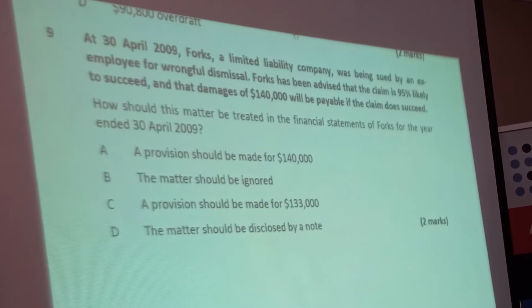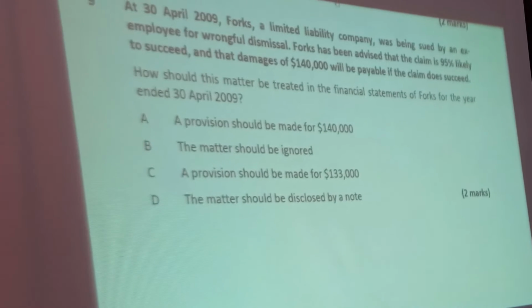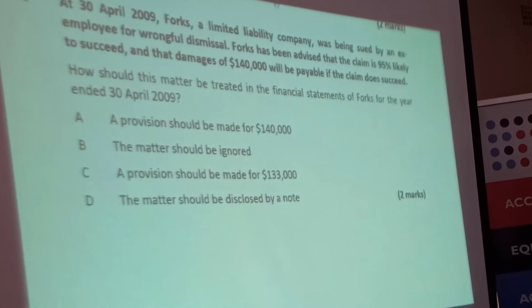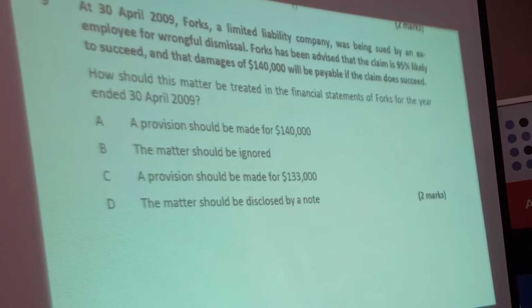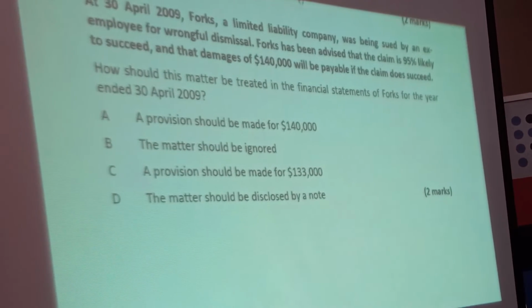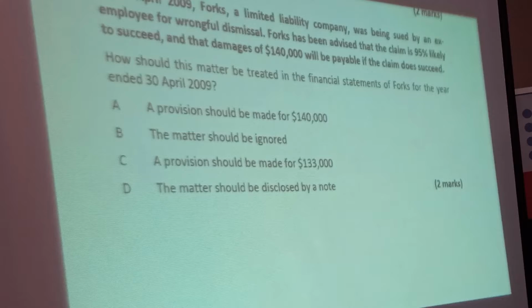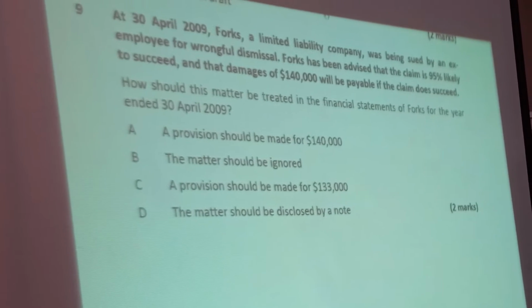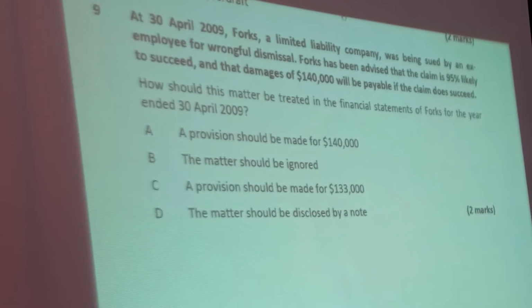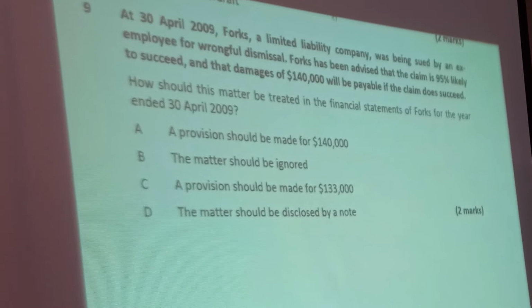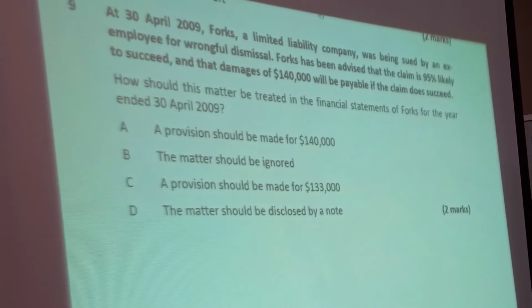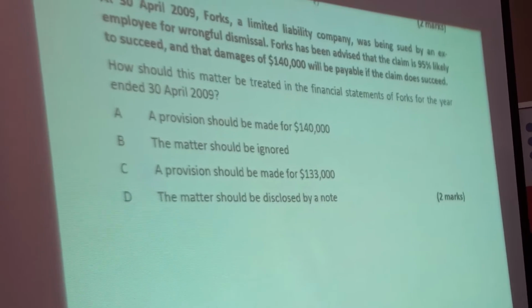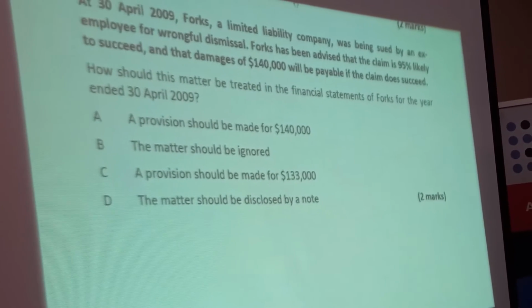About these issues, guys, we are the accountants. We don't know who is going to win the case. So we need help from the lawyers. We need help from the legal advisors, or they will say solicitor, right? So they are saying the company has been advised that the claim is 95% likely to succeed, and that damages of 140 will be payable if the claim succeeds. How should this matter be treated? Anyone to try?